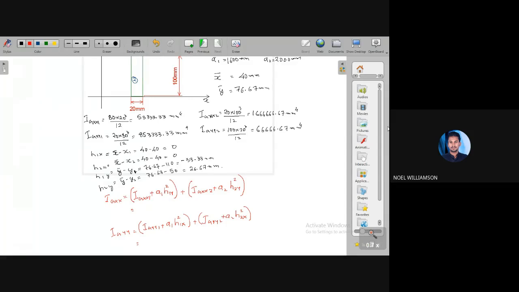So what are the values for IGXX and IGYY? Please put them in the chat box.